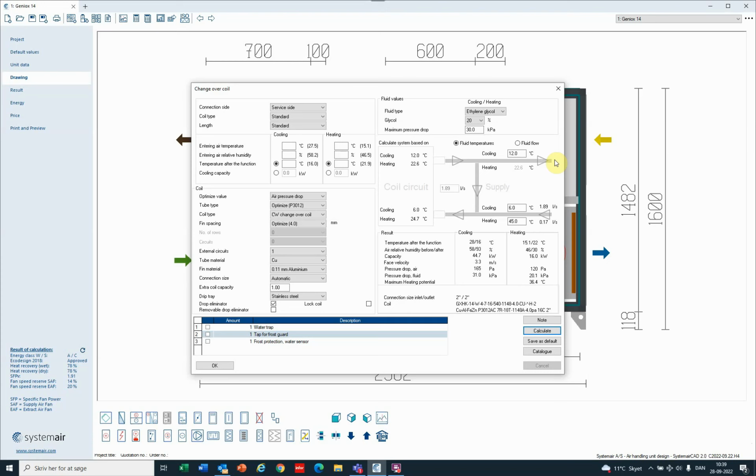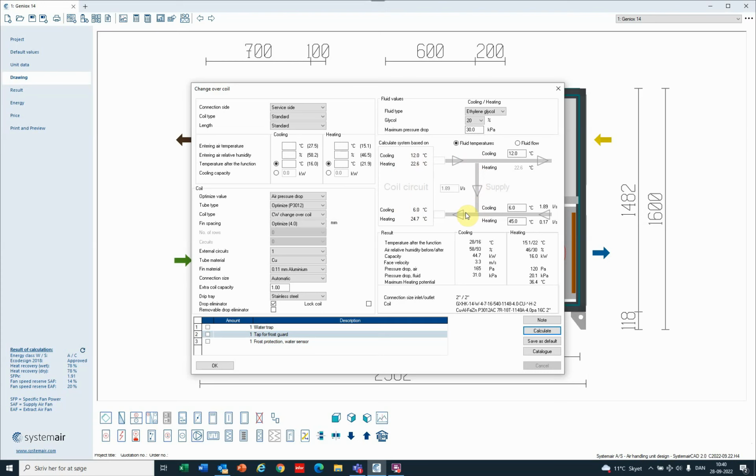If we change to heating mode, now we will fix the fluid flow, the 1.89 liters per second, and we will find the heat balance needed in the coil to produce a 22 degrees supply air temperature. So we need 24.7 degrees going into the coil. With a flow of 1.89 liters per second, we will have 22.6 degrees going out of the coil. And now we will circulate 1.89 liters per second here in the coil circuit.